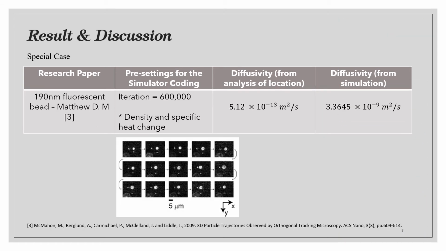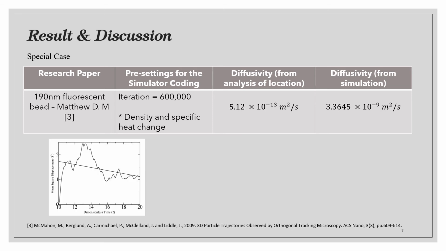Here comes a special case that I want to highlight. For this research paper of 190 nanometer fluorescent bead from Matthew D.M., the diffusivity is not provided, but a series of images is shown, which is the same as frames per second. Firstly, the locations of nanoparticles need to be tracked for calculating the diffusivity. Then, for the presetting of the coding, the density and specific heat of the nanoparticles are set based on its characteristics. However, the iteration is set to 600,000.